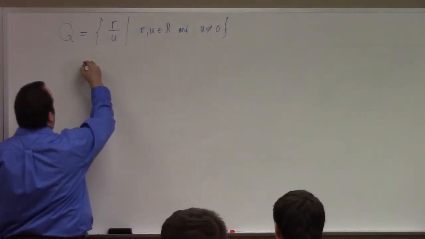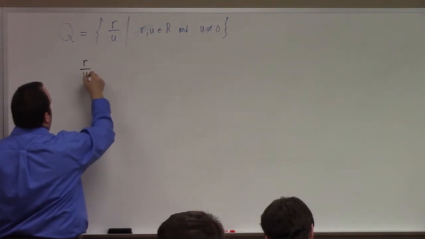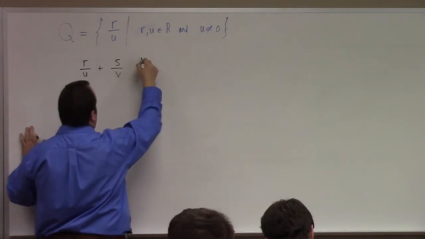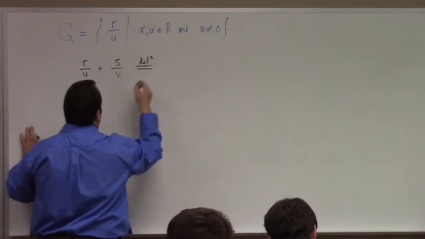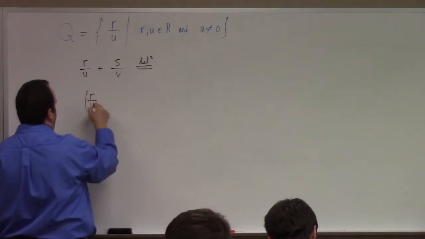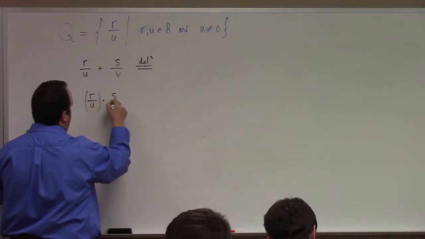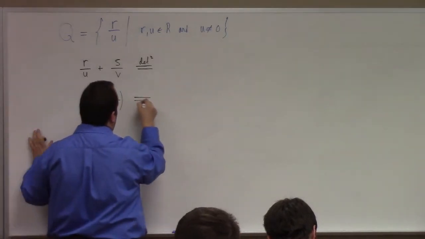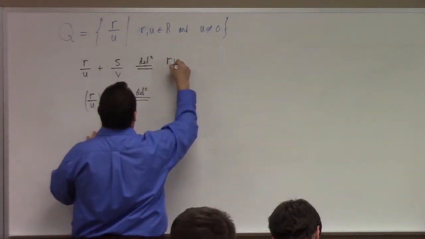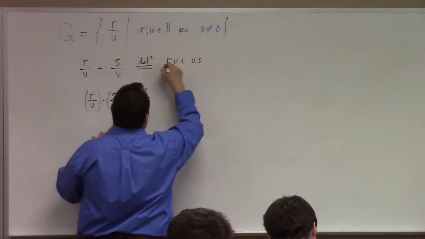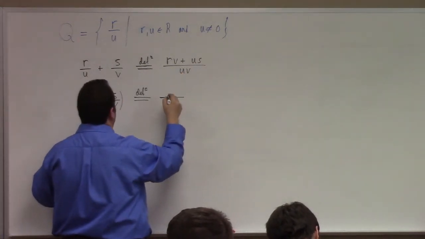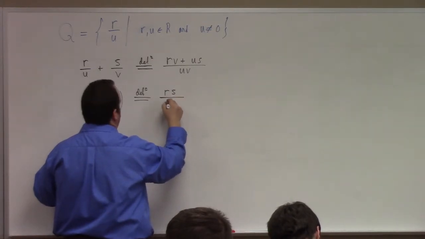Yeah, we need to say, how do you define R over U plus S over V? And you come up with a definition for that, right? And we also need to define how to multiply them. What do you guys think the definitions of these should be? I heard an RV plus US over UV. I like it. And this one? RS over UV, yeah.